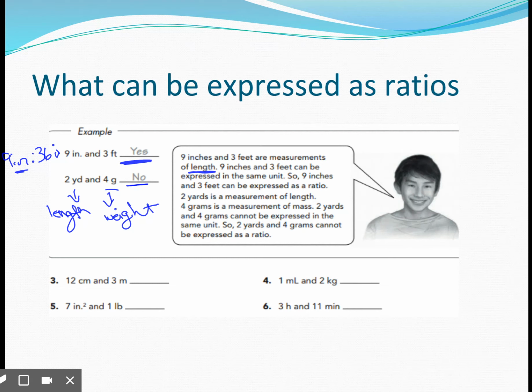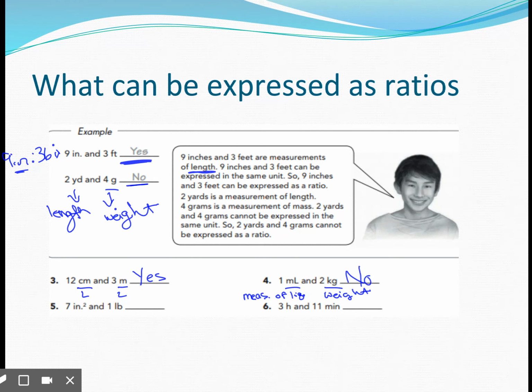So we have 12 centimeters and 3 meters. So I'm looking at my units. Centimeters is a unit of length, and so is meter. So yes, it can be written as a ratio. Milliliters. Okay, that's a measurement of liquid. And then kilograms. That's a measure of weight. So no, this cannot be described as a ratio.